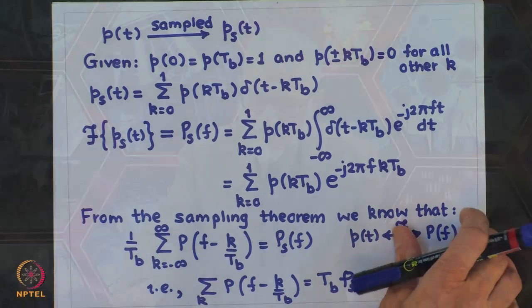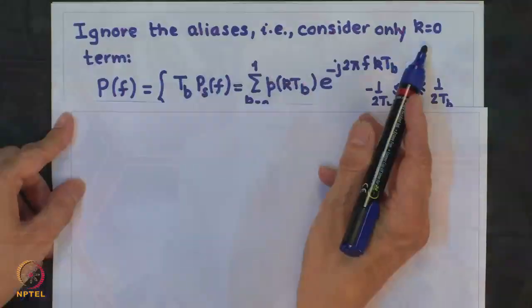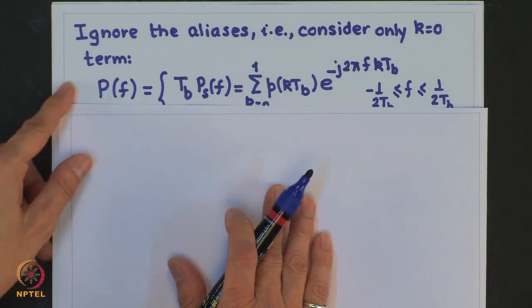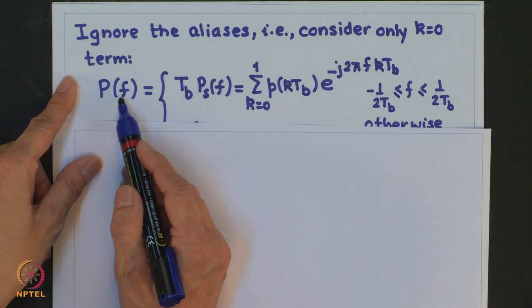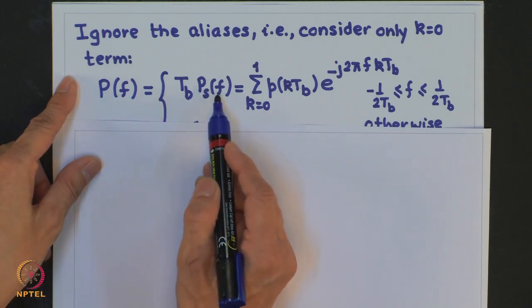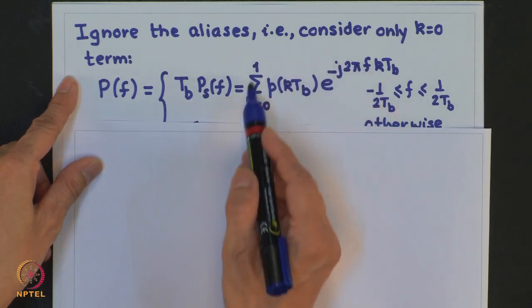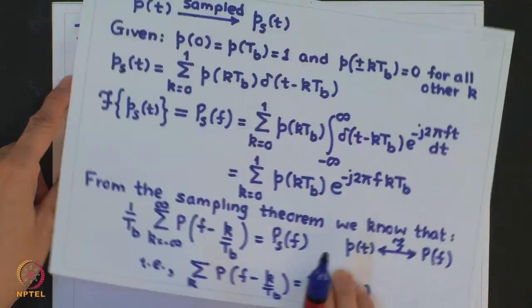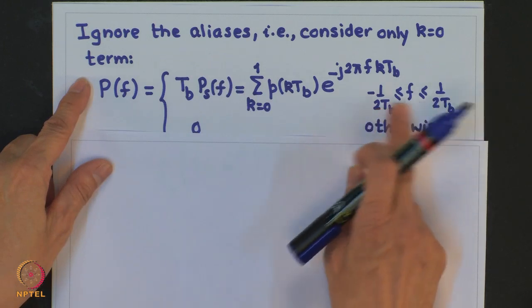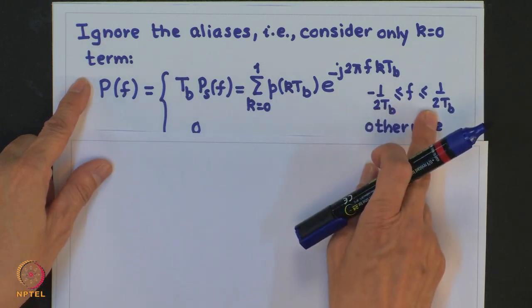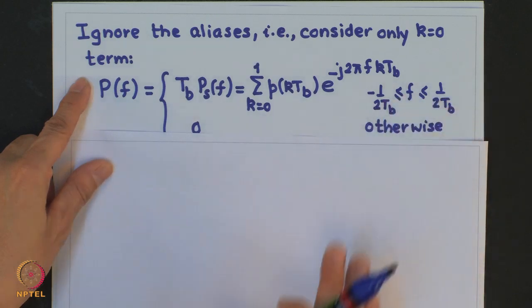This is what we get from the sampling theorem. So, if I do that, I ignore the aliases and consider only the k equal to 0 term. I will get PF, which is nothing but TB PSF, and this is equal to this quantity which we have evaluated here. And remember, it is only over this frequency range because we are neglecting all the aliases.